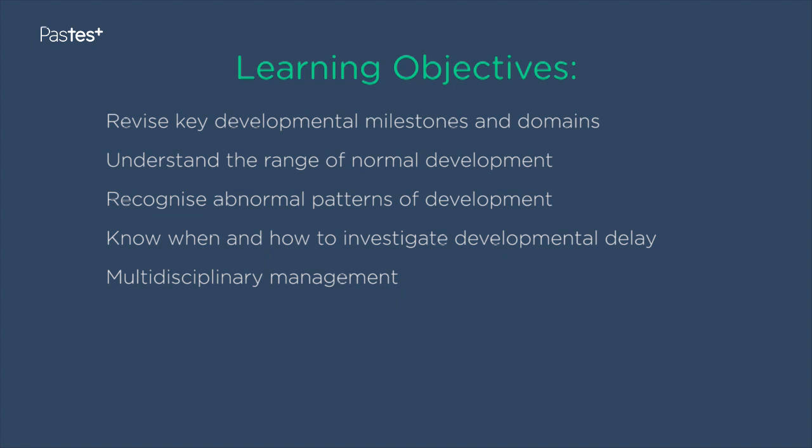As you'll probably remember from your undergraduate days, development is difficult to revise and difficult to keep in the front of your mind unless you're dealing with it on a regular basis. I would say that the key stages for developmental milestones are as follows: an infant of 6 weeks, a baby of 4 to 6 months, a baby of 9 months, a baby of 12 months, a toddler of 18 months, and a young child of 2 years, 3 years, 4 years, and 5 years.